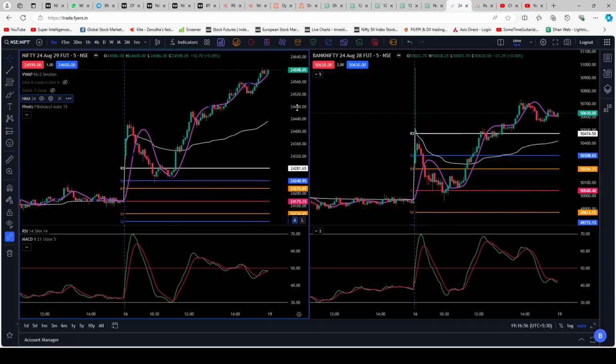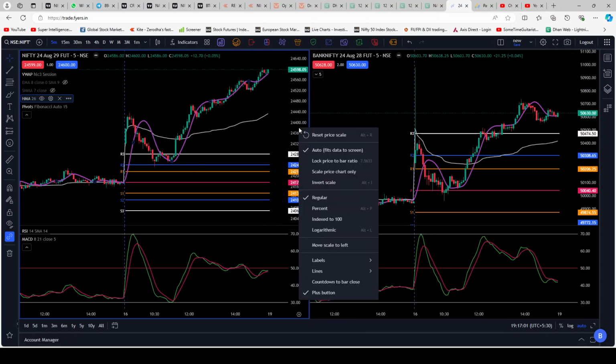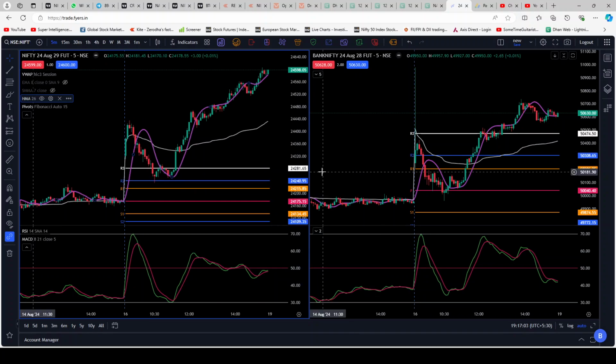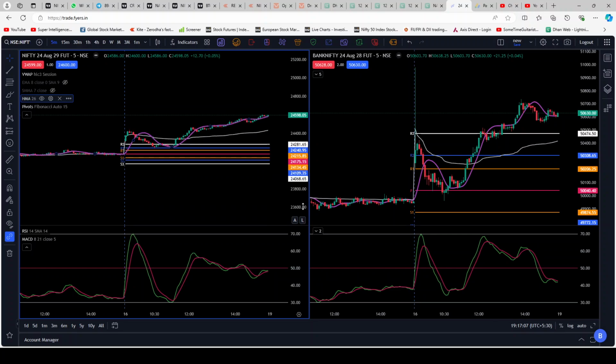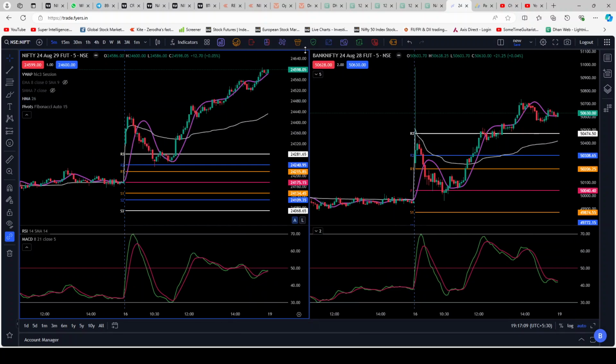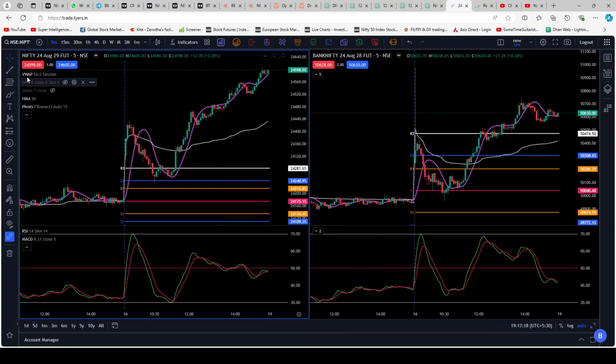What are the indicators we are using over here? The first important point is using scale price chart only. It's very important that this is clicked on your chart. If you don't click this, there are times where the chart will look something like this and you will not know why that is happening. If you really want to see the chart clearly, make sure your scale price chart only is ticked.